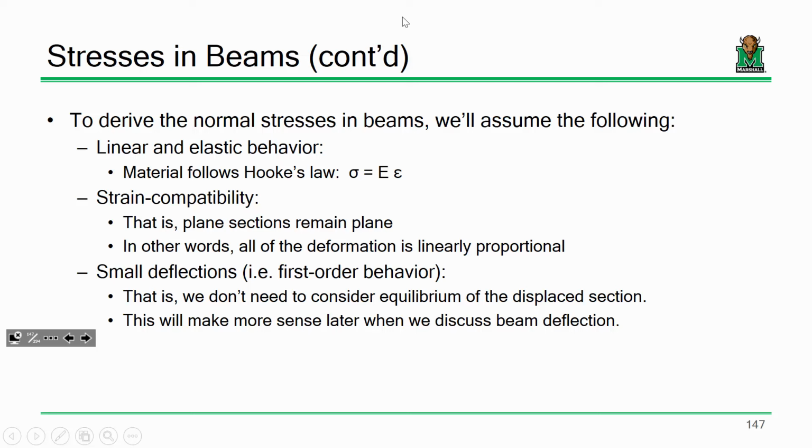All right, strain compatibility. That's basically an assumption that states that all our deformation is proportional from the centroid, and you can go down to any lab and test a beam, and you'll find that this happens. And our derivation, I think, will bear a lot of this out in a second. We're also going to consider small deflections.